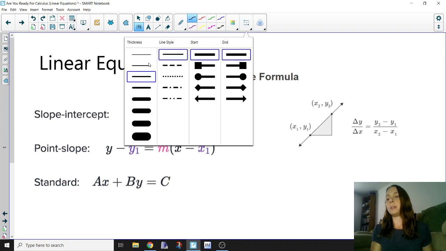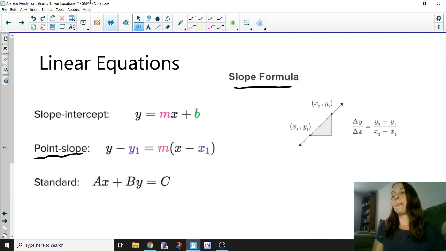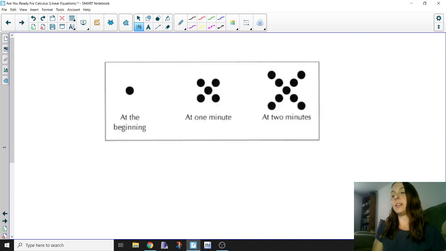Let me get my pen set up. So again, slope formula important, and how to write the equation of that line in point slope form. As you can see, there are three main formulas that we use to write the equation of a line. However, I want to focus in particular on point slope form because it's the one that I use most often in my calculus class.